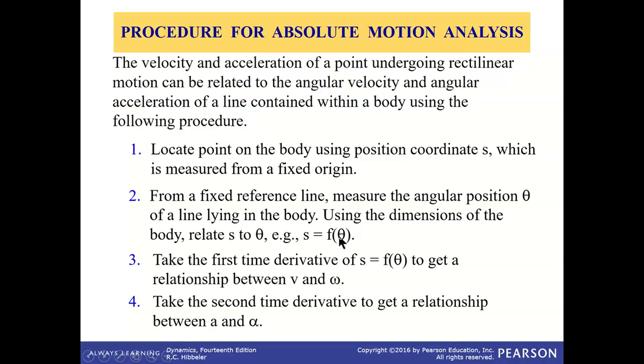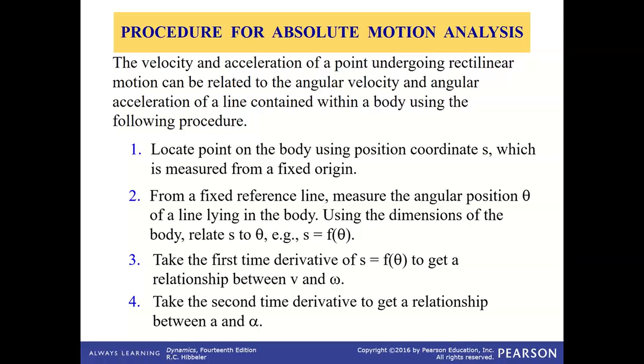Once we have this function, we are almost done, because the next two steps are to take the first derivative of this function to get velocity, which relates to omega, and take the second derivative of this function, and we can find the equation that relates acceleration a with angular acceleration alpha.